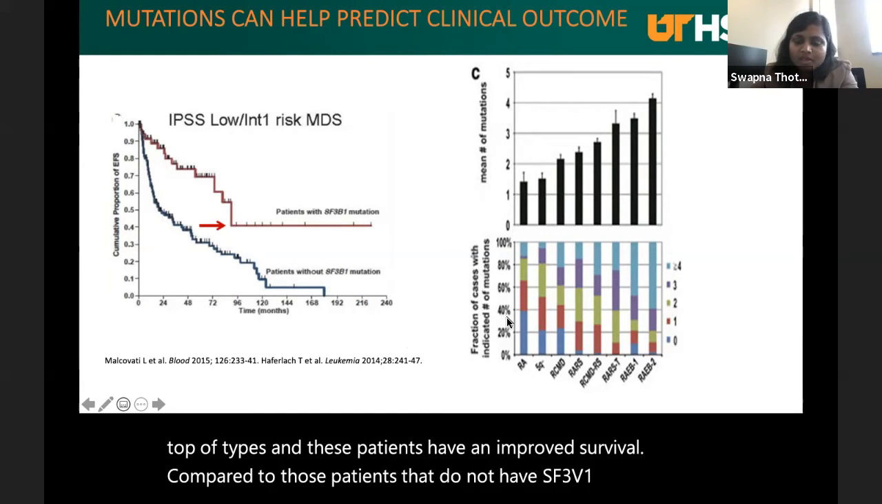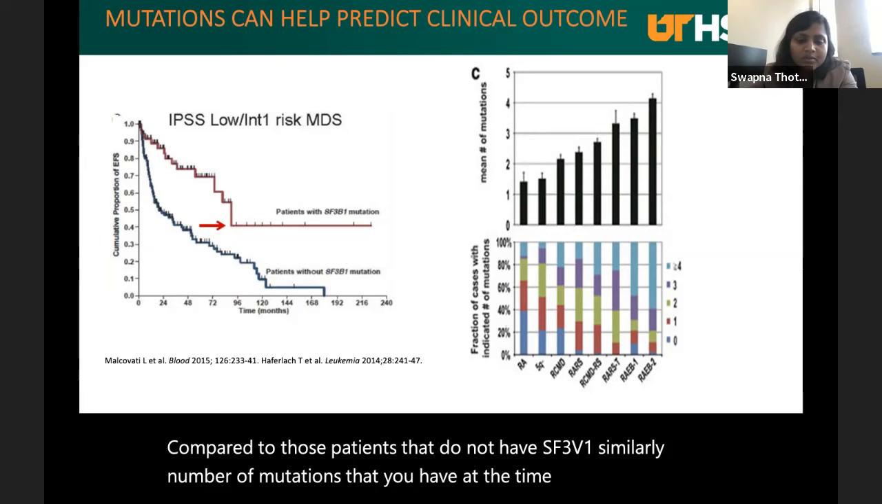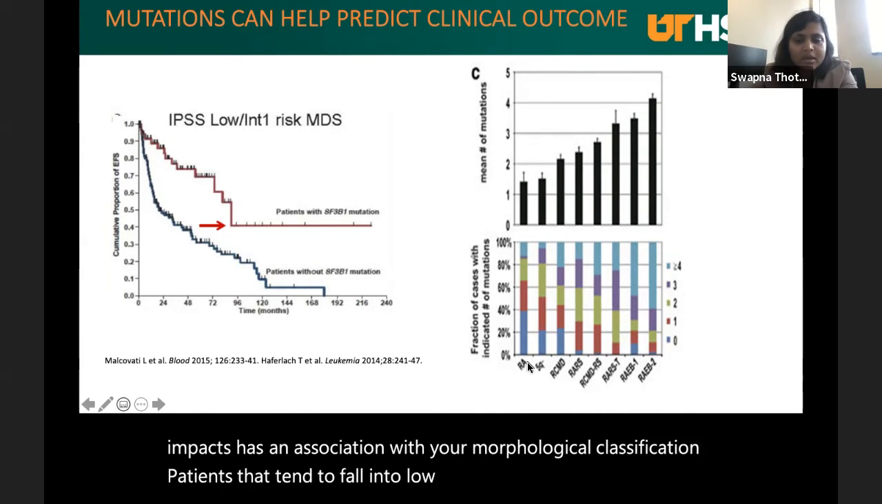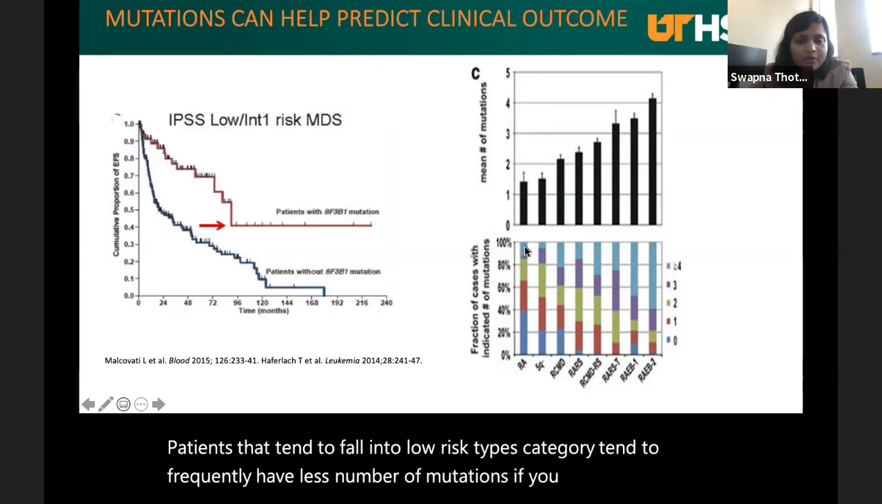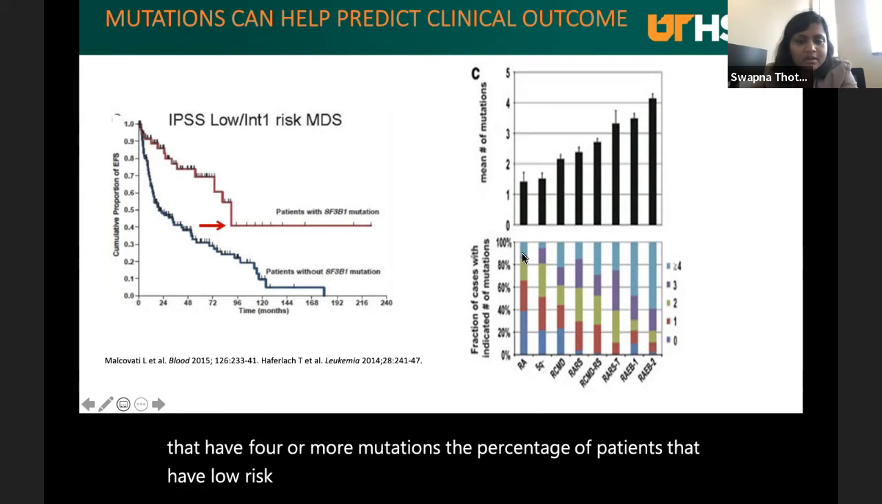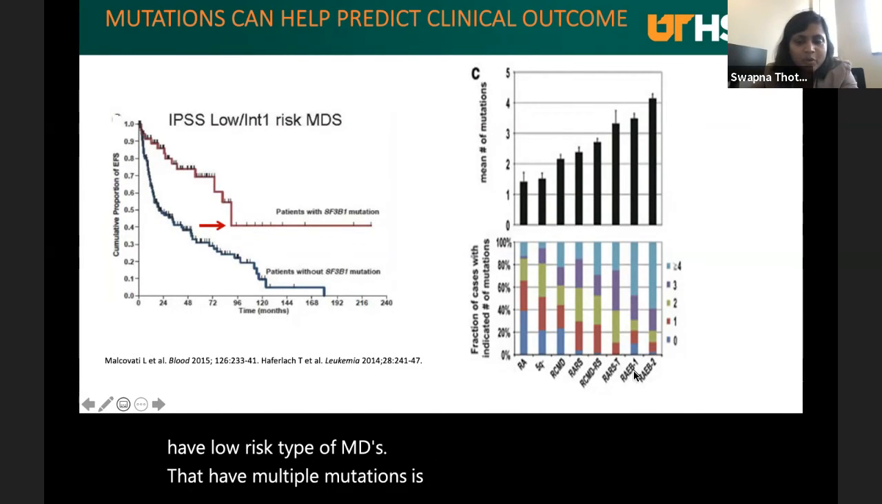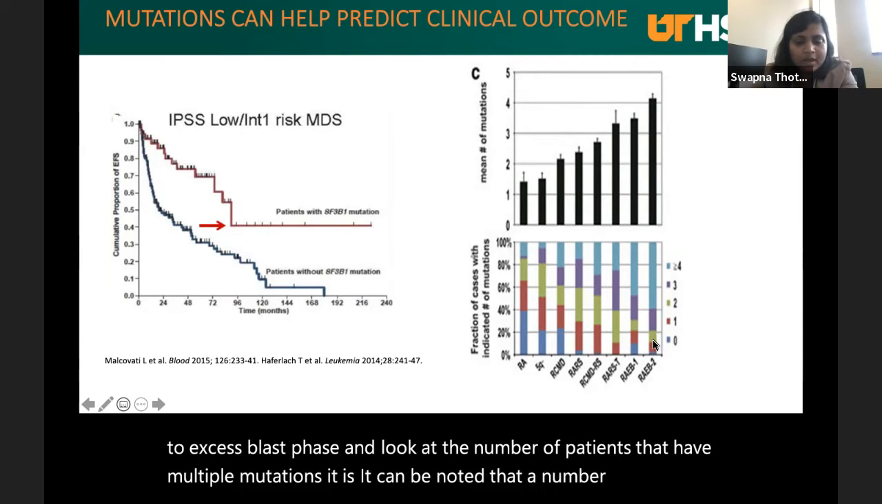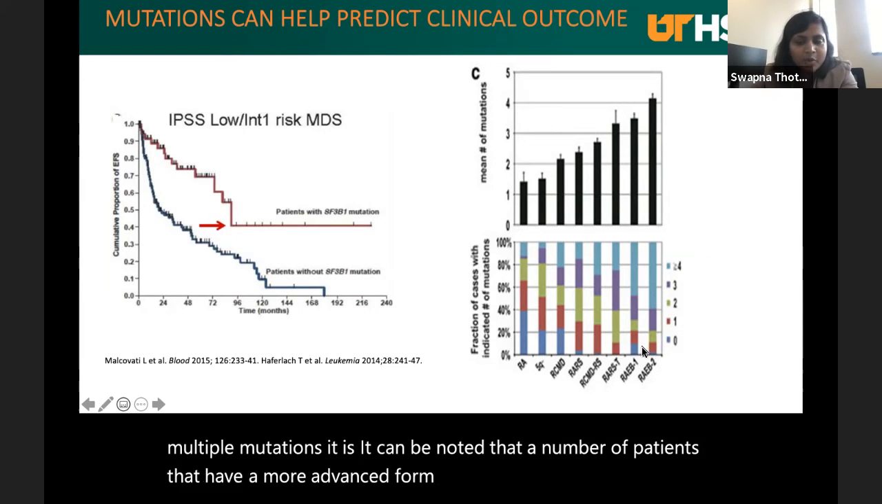Similarly, the number of mutations that you have at the time of diagnosis also has an association with your morphological classification. Patients that tend to fall into the low risk IPSS category frequently have fewer mutations. If you look at patients that have 4 or more mutations, the percentage of patients with low risk type of MDS that have multiple mutations is lower, as opposed to if you move on to the excess blast phase and look at the number of patients that have multiple mutations, it can be noted that a greater number of patients that have a more advanced form of MDS have more mutations in the genetic makeup of their bone marrow.